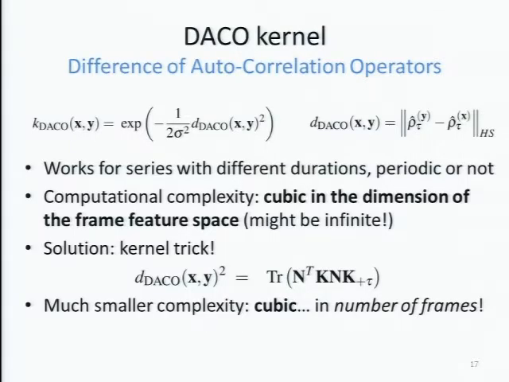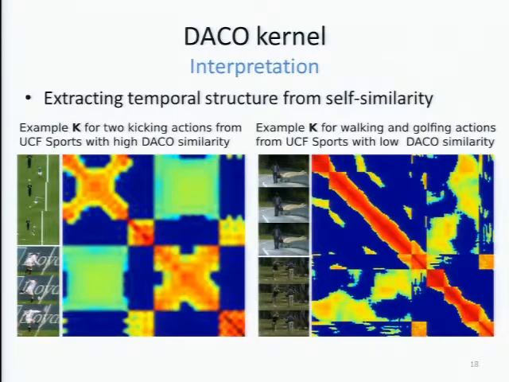And evaluating this distance now is still cubic, but now in the number of frames. And as we deal with short actions, something like 100 frames, this takes on the order of milliseconds in Python. So it's fast. So I mentioned that this kernel can be expressed in function of just one matrix, this K matrix, this matrix of similarity between frames.